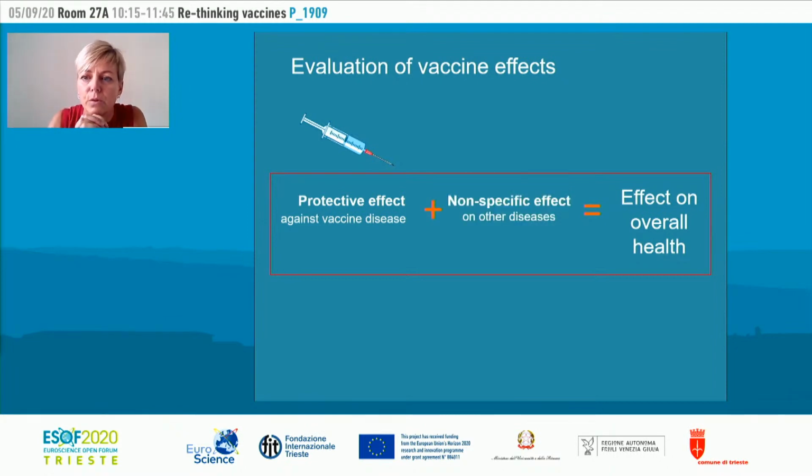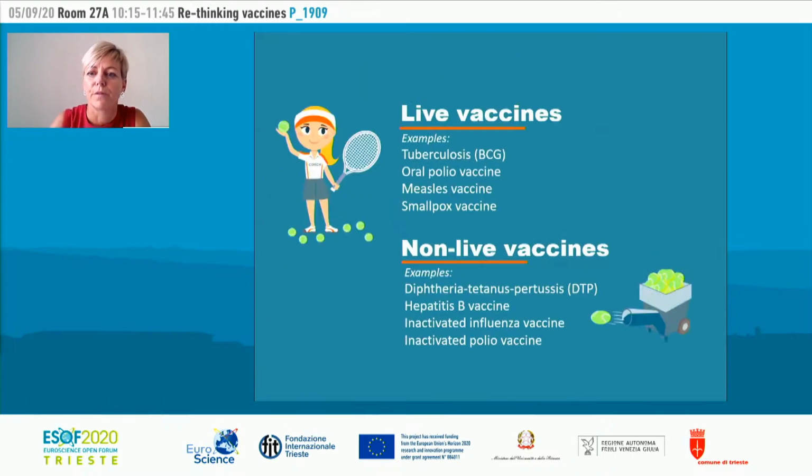And that is what we have called the nonspecific effects of vaccines. Vaccines and their effects on overall health is a sum of their protective effect against the vaccine disease and also their nonspecific effects against other diseases. Before I tell you what we found, I want to remind you that there are two major categories of vaccines.